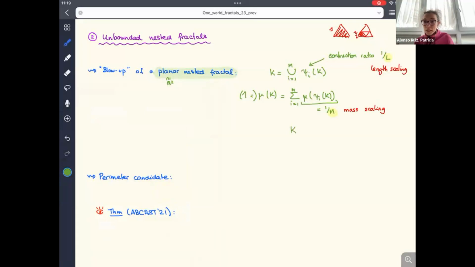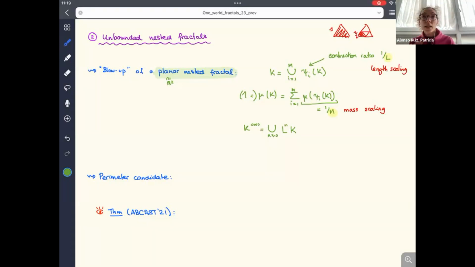You take your original one and now you expand it. We first expand it by a factor L of the one, the same as the length scaling. And then I expand that one again, which would mean I am actually raising it to any power, and then I'm taking just the union of all of them. So this is how one usually constructs the unbounded version of the nested fractal, and the measure is carried from the bounded one. So that one stays the same.